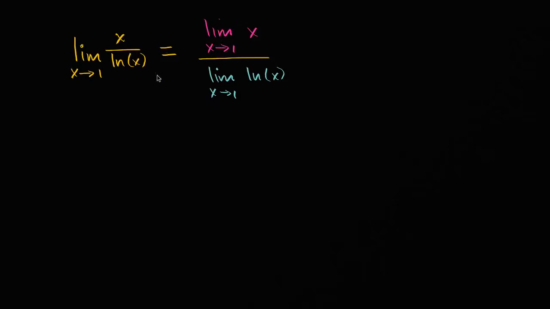Now, this top limit, the one I have in magenta, this is pretty straightforward. If we had the graph of y equals x, that would be continuous everywhere. It's defined for all real numbers and is continuous at all real numbers. And so if it's continuous, the limit as x approaches 1 of x is just going to be this evaluated at x equals 1. So this is just going to be 1. We just put a 1 in for this x. So the numerator here would just evaluate to a 1.